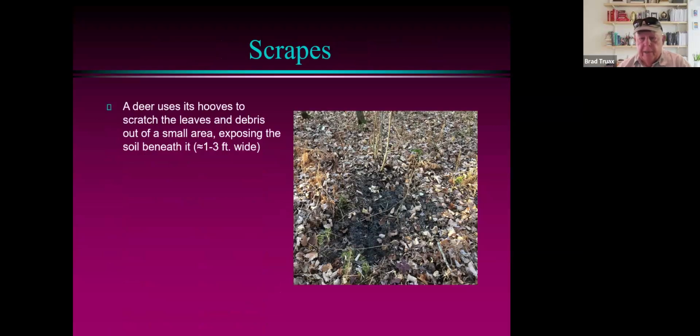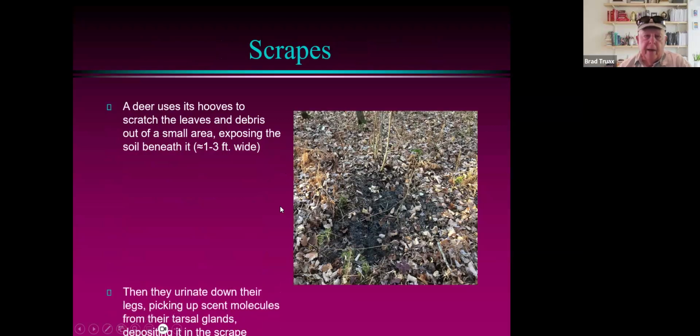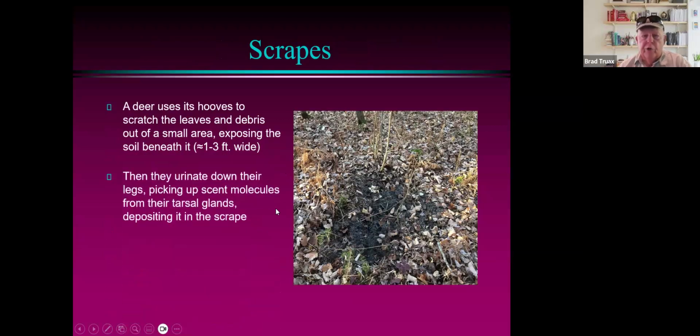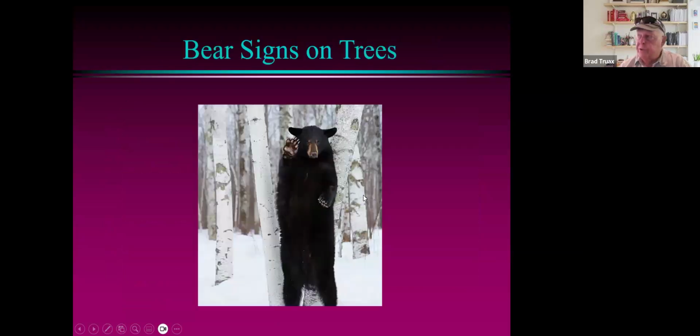Scrapes are left by deer and other animals. This happens to be a deer scrape. The deer uses its hooves to scratch the leaves and debris, and then the deer will urinate down their legs, and this picks up scent molecules from their tarsal glands, basically foot glands, and deposits them in the scrape. And it's a way of deer communicating for mating purposes.